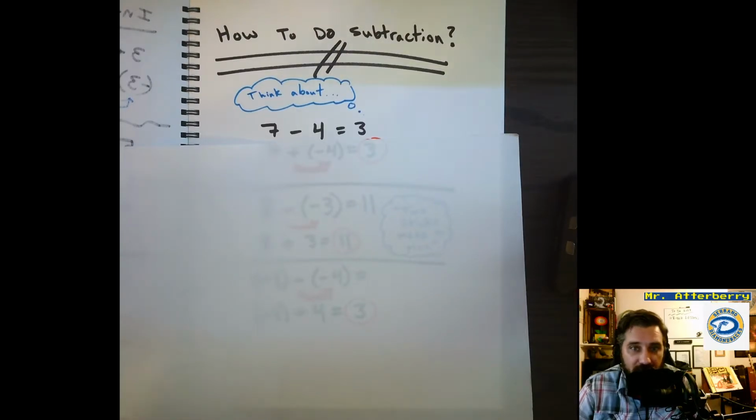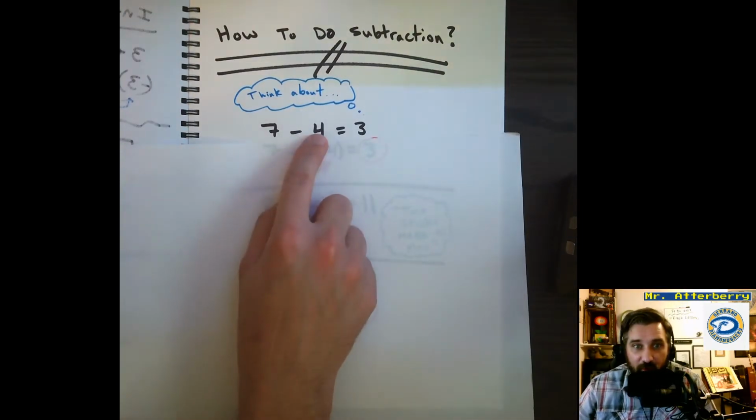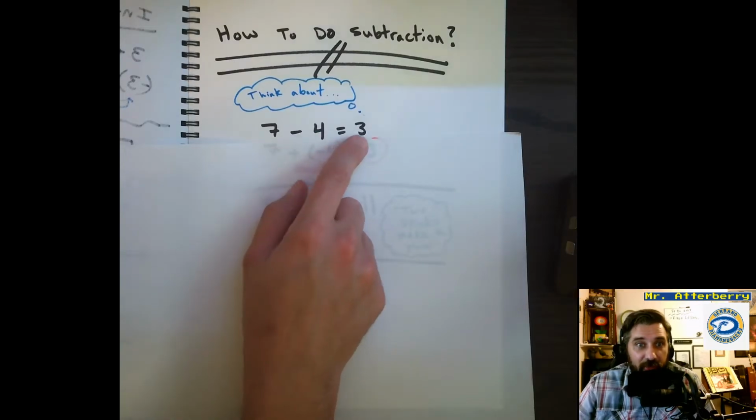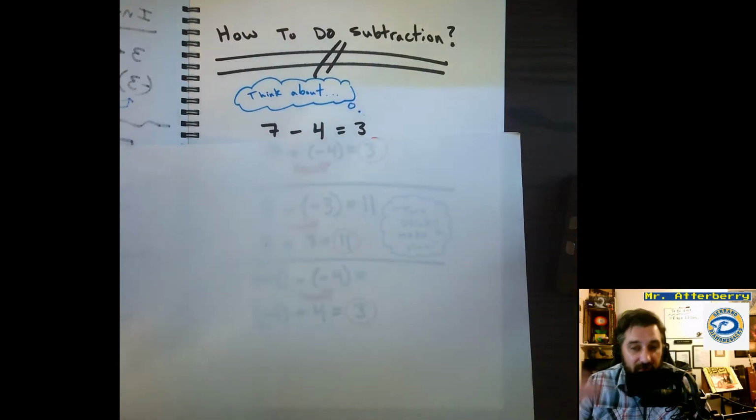Like if your mom comes home from the store with 7 donuts and you eat 4 of them, you've got 3. If you're running laps on the track and you're going to do 7 laps and you've already done 4 laps, how many do you have left? You've got 3 laps left. I think a lot of us can do this in our head. We've probably been doing it for a long time.